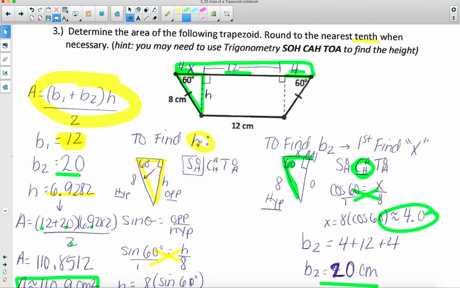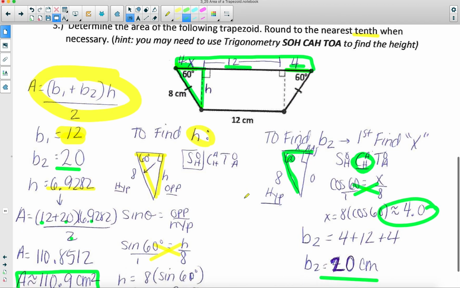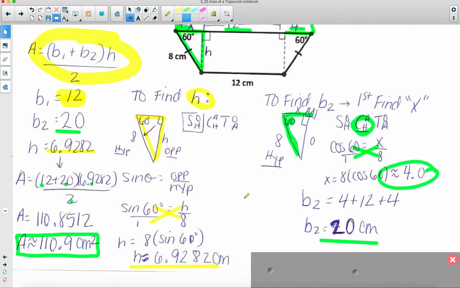You technically could have used Pythagorean theorem to find the x over here, this little base of this triangle, if you wanted to. I just like to stick with, if I'm going to do trig, I'm going to follow through with trig. I personally find trig a little bit easier in terms of just, okay, it's SOHCAHTOA. Label my sides, plug it in, cross multiply, and figure it out. But again, another question, done.